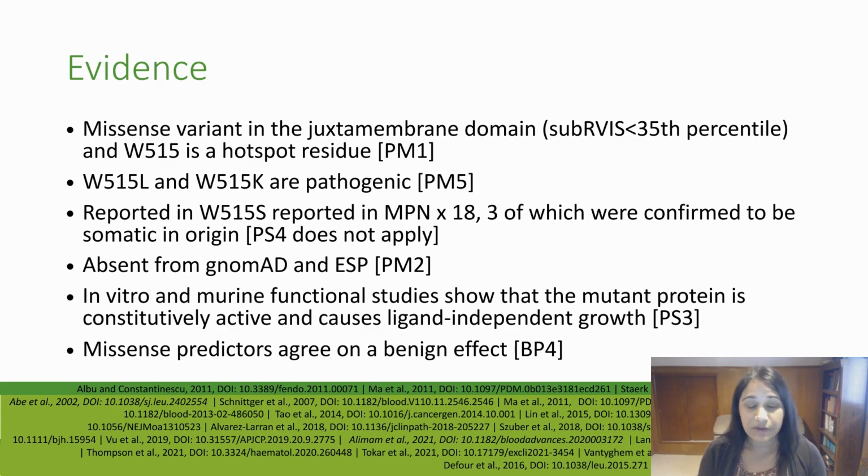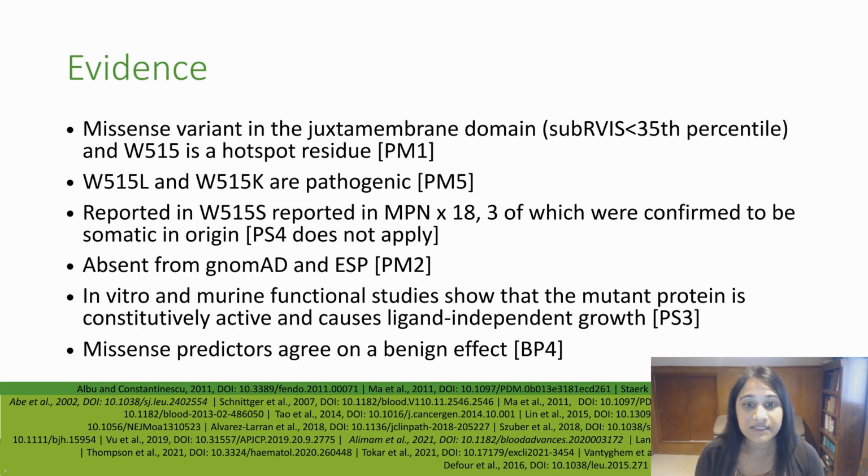The evidence for this variant is substantial. Although this variant is a missense variant, which can be hard to resolve from VUS status, the variant is located in the juxtamembrane domain at a residue that typically blocks receptor dimerization necessary for protein activation. And W515 is a hotspot residue, which includes the pathogenic W515L and W515K variants. This corresponds with PM1 and PM5.